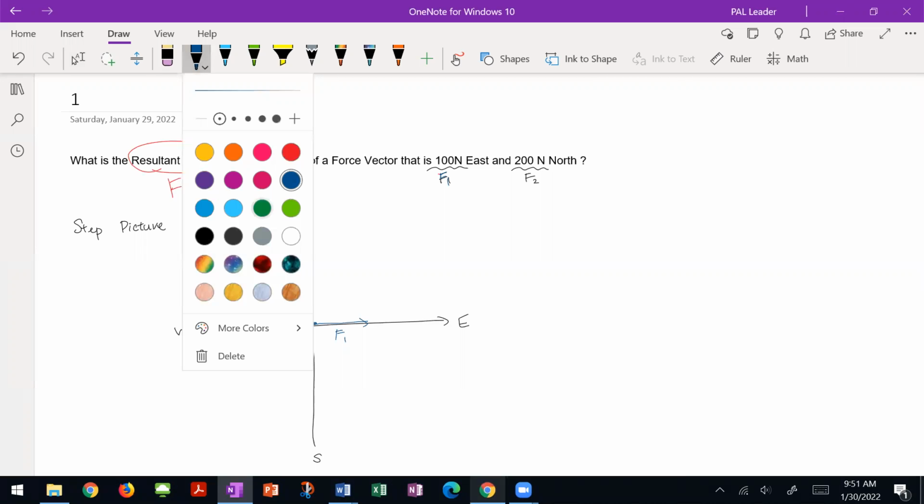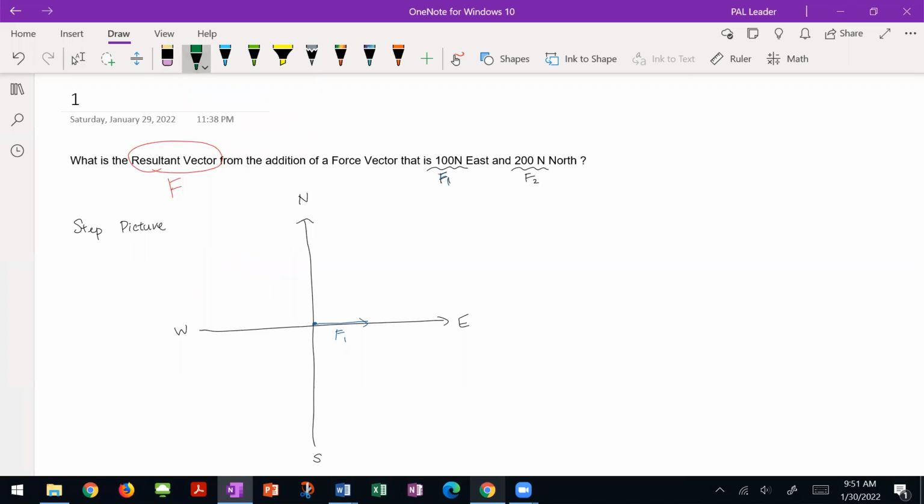F2 is going to be in green, and that's going to be 200 newtons north. So when we're dealing with vectors, it's always starting from the origin, and then we go start to finish. So this next vector, F2, is going to start from where F1 ended. There are different ways of thinking about it, but I think that might be really clear right now. So we're starting here and we're going north 200 newtons, right?